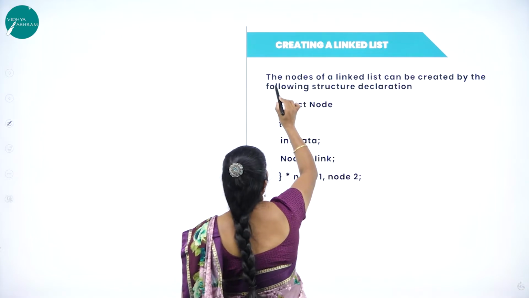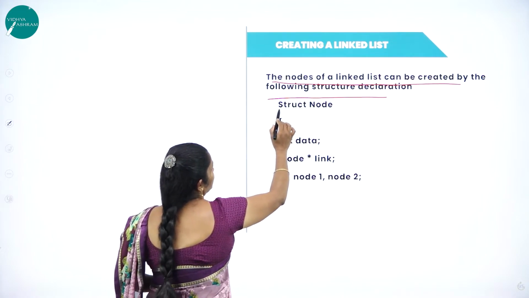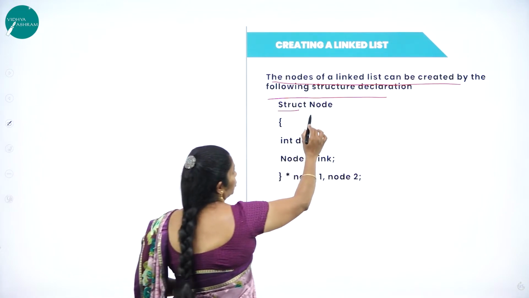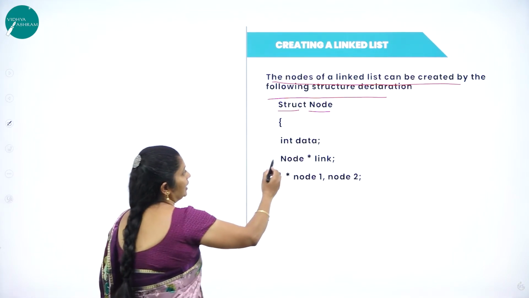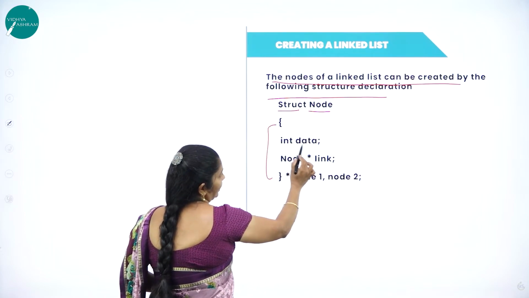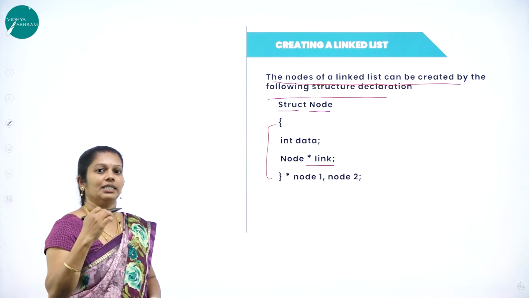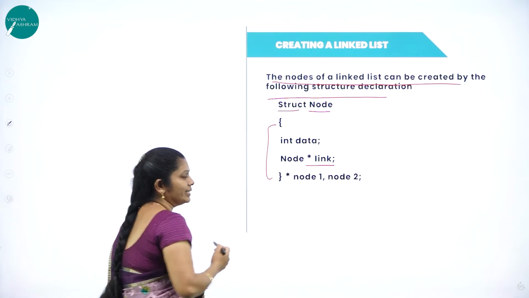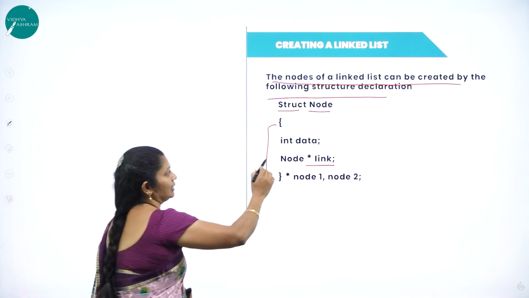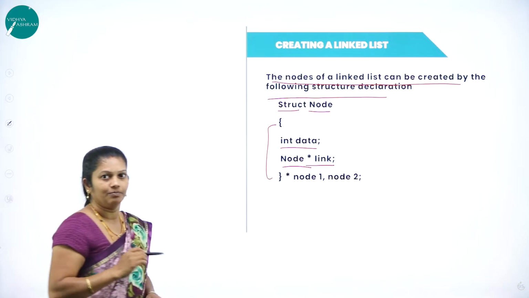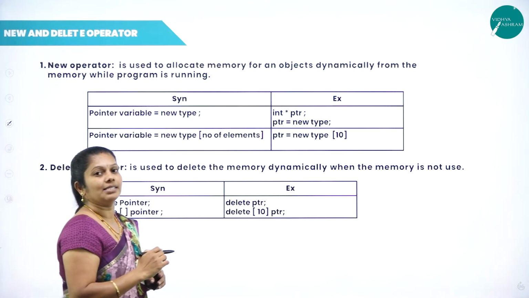The node of a linked list can be created by the following structure declaration. First, we have to use the keyword struct, then mention node. By that, I can create a node of structure data type. In this, we have the data part of type integer, and here the node *link. That means it contains the address of another node. In this example, we are creating two nodes, node 1 as well as node 2. Both nodes contain the data part as well as the address part. Now is it clear? We will move on to the next concept, the new operator as well as the delete operator.